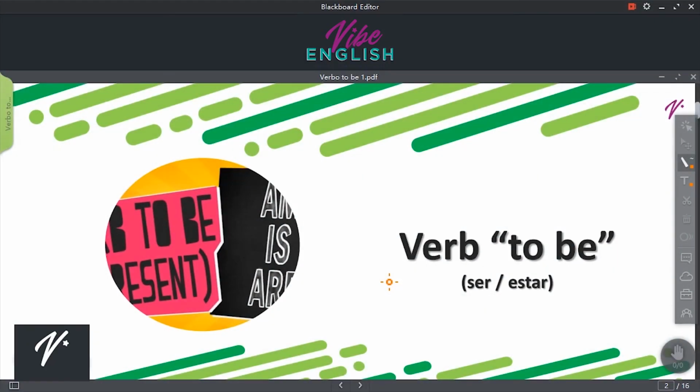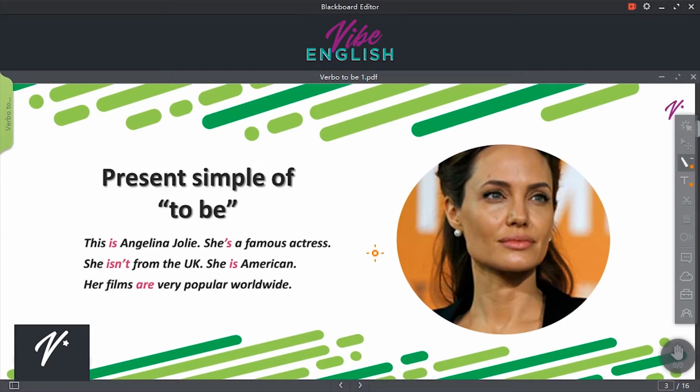In today's lesson, we're going to learn about the verb to be. We will look at its forms and as well we will look at the uses. Let's have a look at this introduction. Present simple of the verb to be.